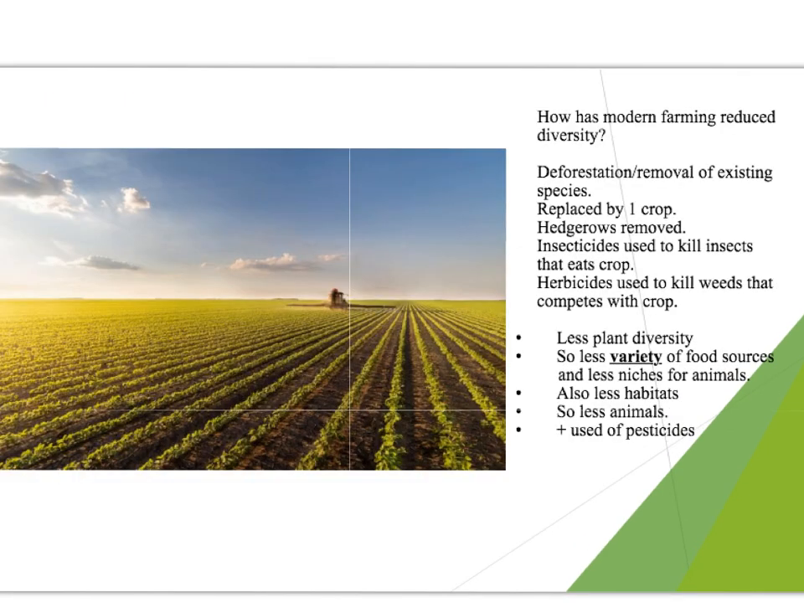So modern farming, some could argue, is essential to be able to feed the large population. You've got a monocrop in a field, so one species of crop. Some key things to think about usually come up in A-level biology. So you're removing hedgerows. Insecticides are used to kill pests, and herbicides are used to kill weeds to prevent competition. So all of those things will lower the plant diversity. Think back to the three things we talked about before, how that could affect the index of diversity, why you've got a lower diversity. So there's less variety of food sources, fewer niches, and fewer habitats.